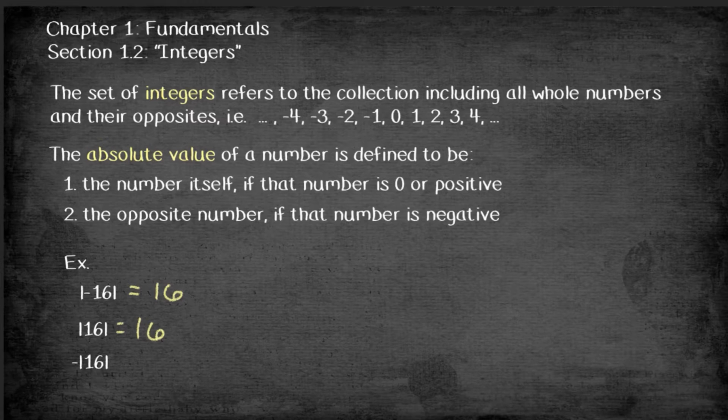Now here we have a negative on the outside of the absolute value, kind of right here. So this means literally the opposite of the absolute value of 16. We saw in the previous example that the absolute value of 16 is 16, and we're taking the opposite number of that, which is negative 16.